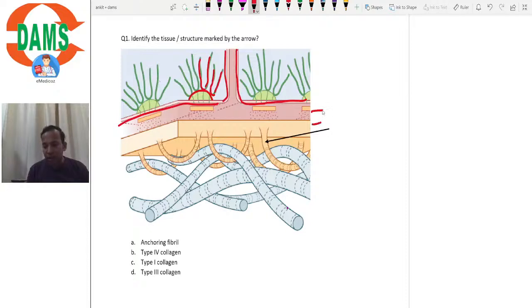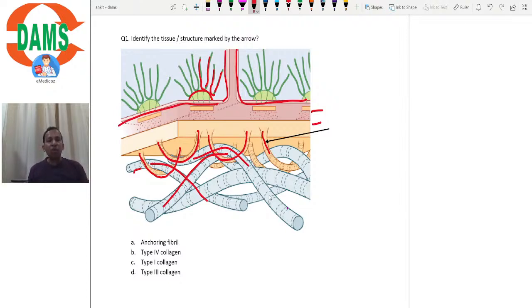Then you see two layers here, and then we have some fibers. Some fibers are arranged in the form of a loop, and several other fibers are looping through them. So maybe this represents the histological section of an oral mucosa.